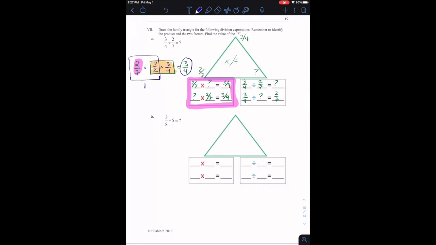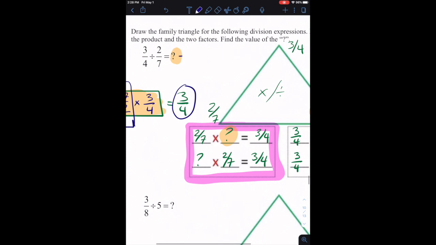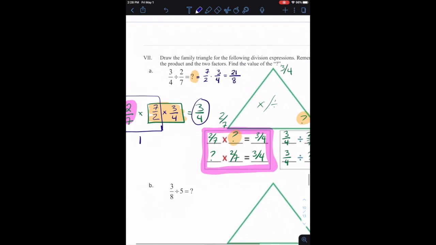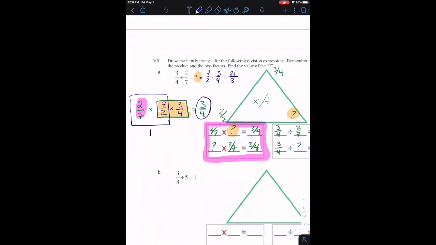So notice that our question mark, which was this orange part that we were talking about, is actually 7/2 times 3/4. So what we actually have is we rewrote 3/4 divided by 2/7 as 7/2 times 3/4. And then we know how to multiply those. We can go to our area model or anything else. Each 1 unit square is going to be divided into 8 parts, 8ths, and then 21 of those 8ths will be shaded. Okay, so 21 8ths. So the question mark is 21 8ths.